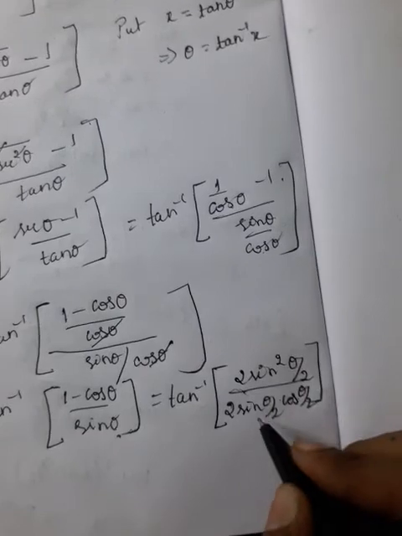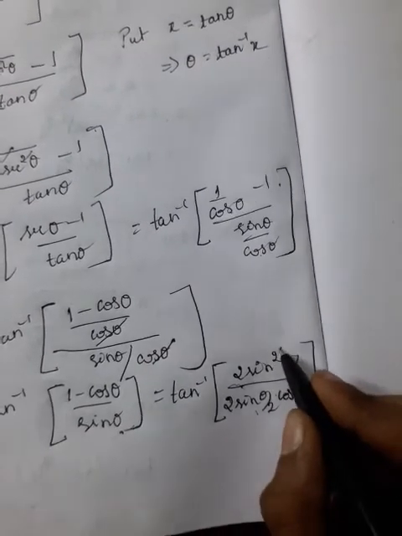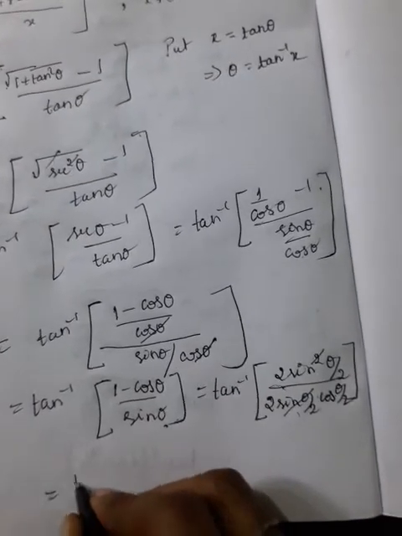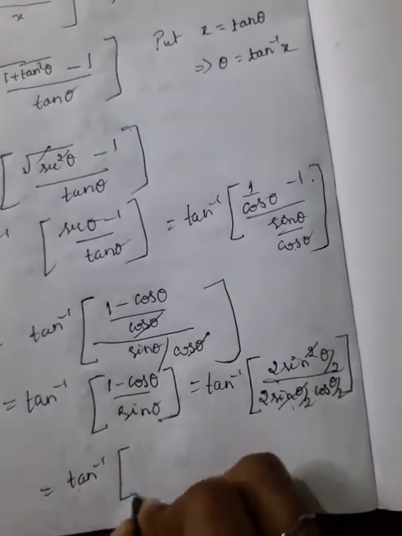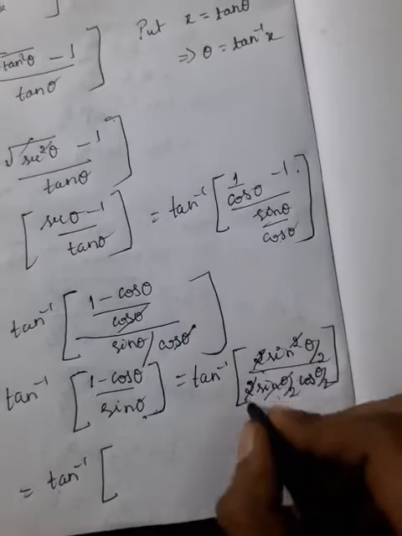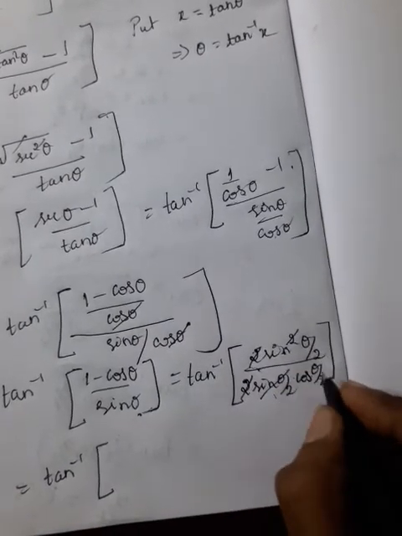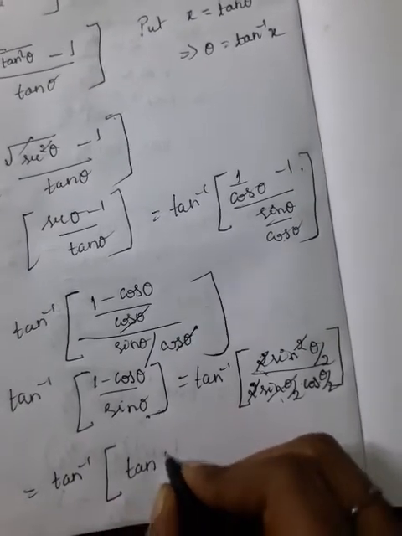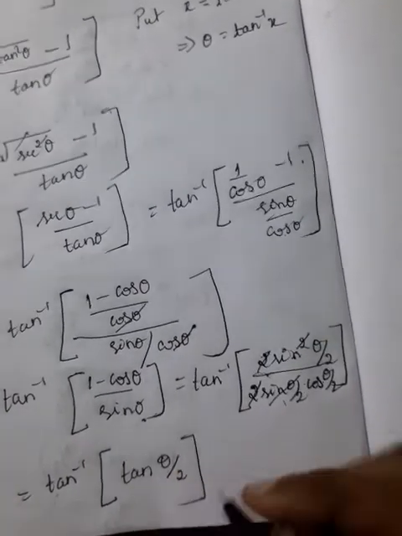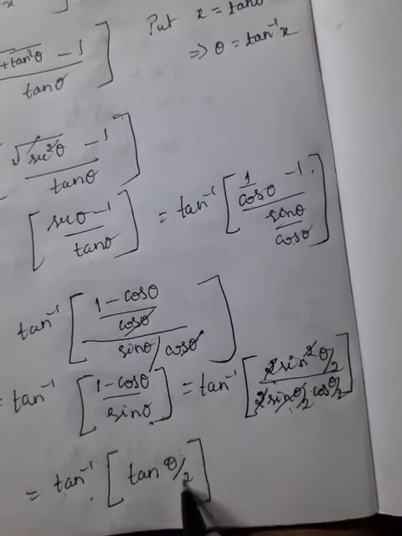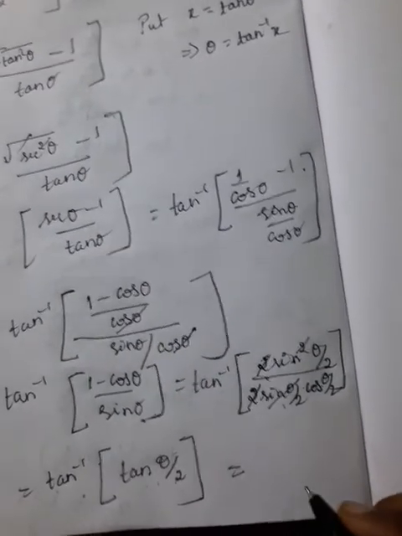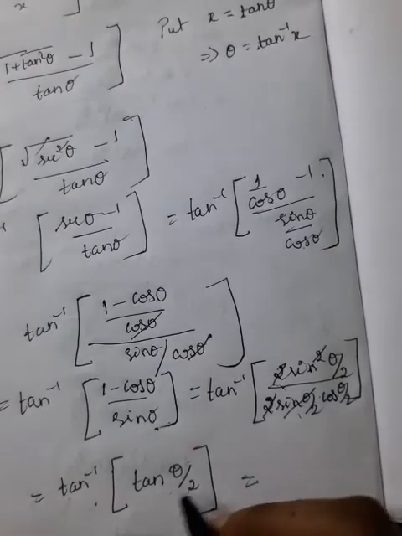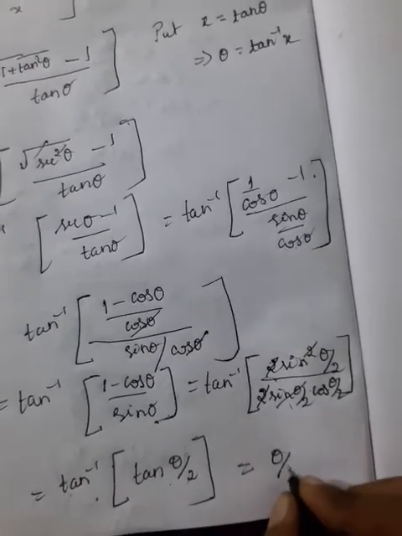Here sin square theta by 2, and one sin theta by 2 is there in the denominator. Square and one sin theta by 2 get cancelled, and 2 gets cancelled. What is left? Sin theta by 2 divided by cos theta by 2. That is sin by cos, which is tan theta by 2. Understood? Tan inverse of tan theta by 2, we know one property, that tan inverse of tan theta is equal to theta. Therefore tan inverse of tan theta by 2 is theta by 2.